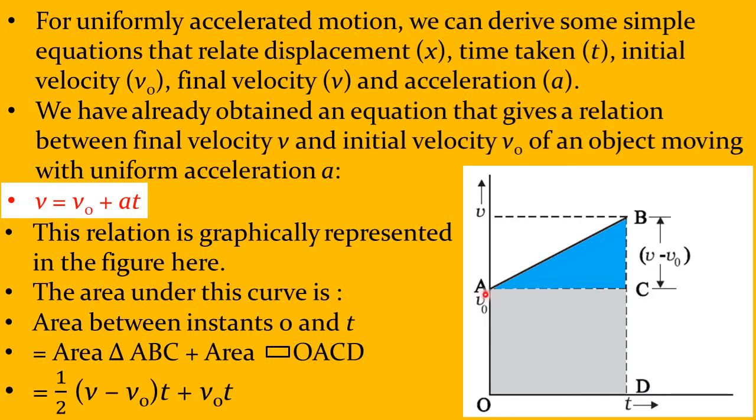Now what is the area of triangle ABC? Half into base. What is the base? V minus V0. And what is the other side? t. So it is half base into altitude, that is half into v minus v0 into t. What is the area of this rectangle? Length into breadth. What is the length? t minus 0, that is t. And what is the breadth? v0 minus 0, v0. So the area is v0t.